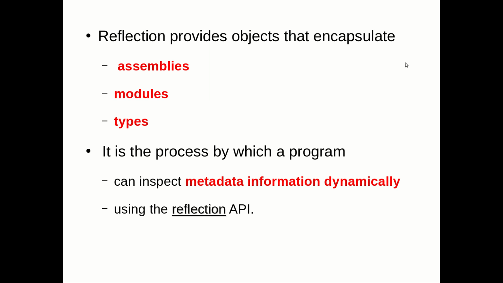Reflection provides objects which can encapsulate the assemblies, modules and data types also. So you can obtain the information about the assembly itself, or about the different modules in a component, or even in an application, or even the different objects, information about the data types. And reflection is the process by which a program can inspect or understand or make use of the metadata information dynamically, which is done by the reflection application programming interface.